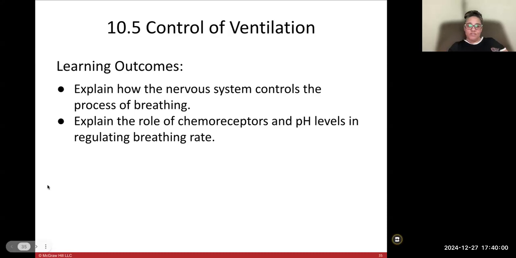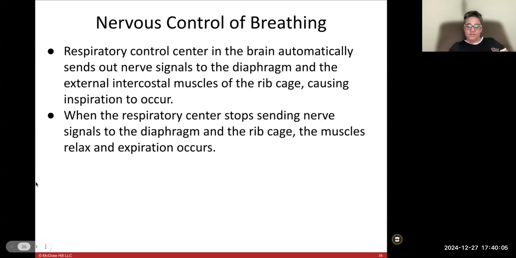And control of ventilation. Can we control our breathing? To a certain extent, yes. The respiratory control center in the brain automatically sends out nerve signals to the diaphragm and the external intercostal muscles of the rib cage, causing inspiration to occur. When the respiratory center stops sending nerve signals to the diaphragm and the rib cage, the muscles relax and expiration occurs.